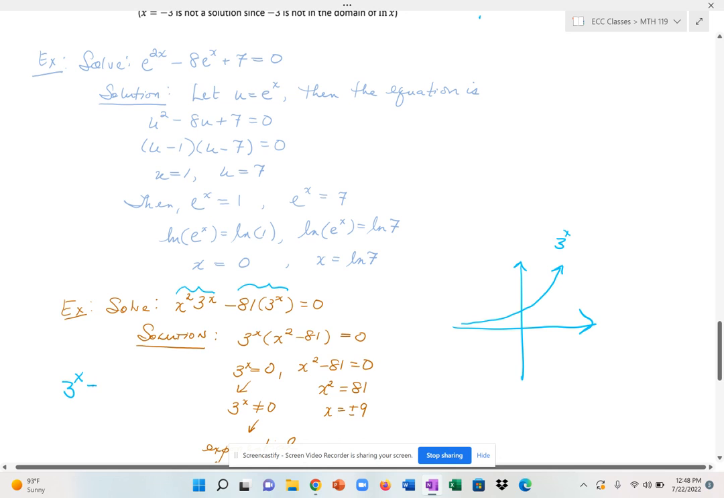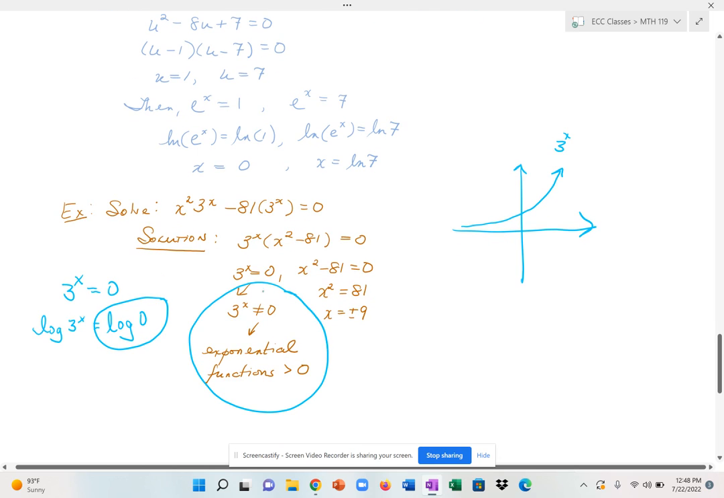Another way to explain it is to use a technique that I was just talking about. If I said 3 to the x equals 0, and I take the log of both sides, well, the right side is impossible. You can't take the log of 0. That would give you an error if you tried plugging that into a calculator. 0 is not in the domain of log. So essentially, this part cannot be solved. 3 to the x is always a positive number. It's always above the x-axis. It's in quadrant 1 and in quadrant 2. So in this case, I get two solutions, positive 9 and negative 9.